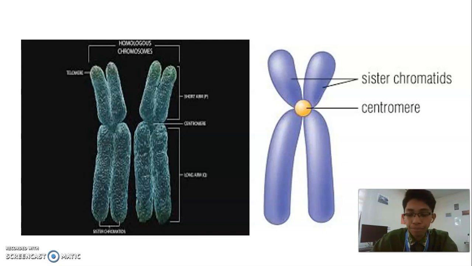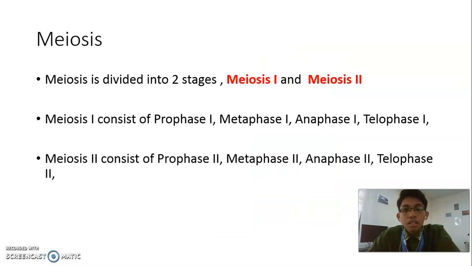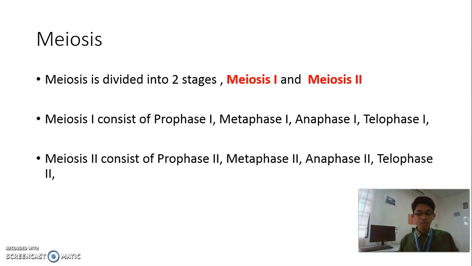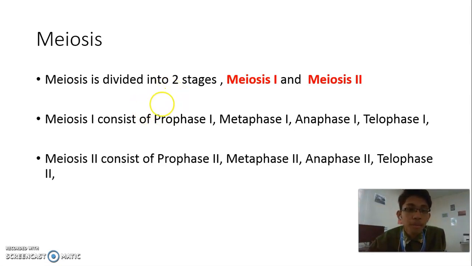Homo means same or similar. Meiosis has two stages, different from mitosis, which only has one: meiosis 1 and meiosis 2. The stages of meiosis are also similar to mitosis. We have prophase I, metaphase I, anaphase I, telophase I, so basically it's the same names but with different numerals. Then meiosis 2: prophase 2, metaphase 2, anaphase 2, telophase 2.